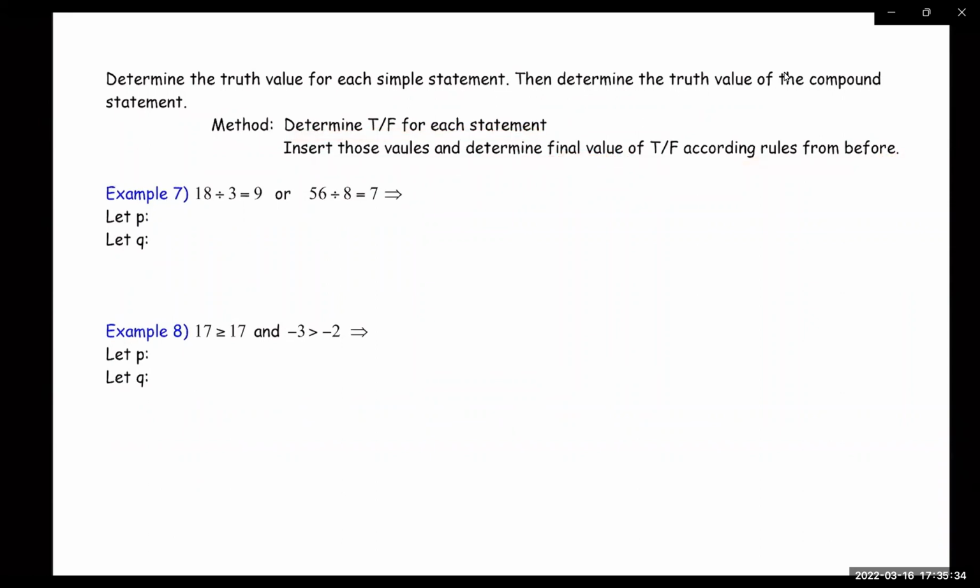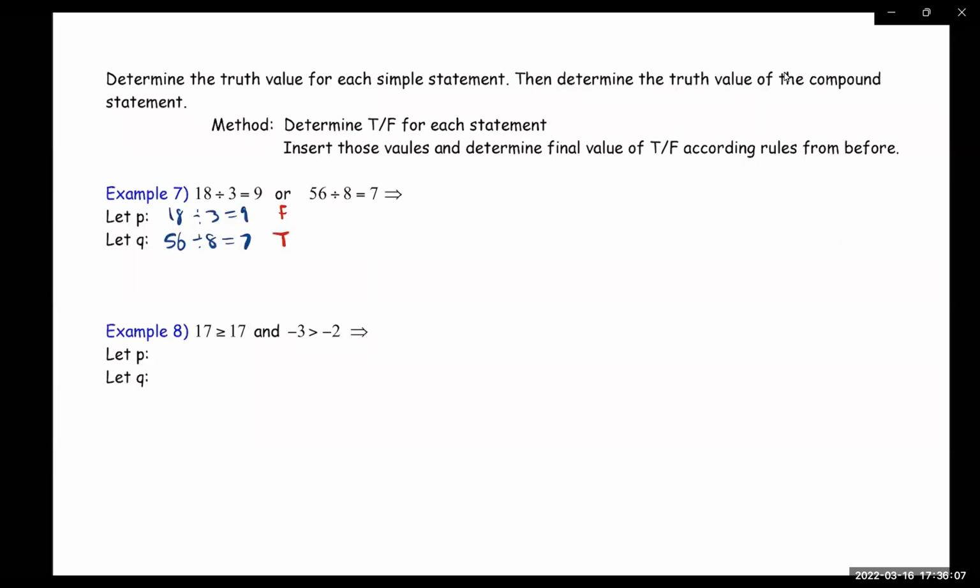All right, so let's look at P. This is our P, right? So P would be the first one: 18 divided by 3 equals 9. What do you guys think? Is that true or false? That's false. 18 divided by 3 is 6, so that would be false. Now let's look at the Q statement, which is 56 divided by 8 is 7. Would that be true or false? That's true.